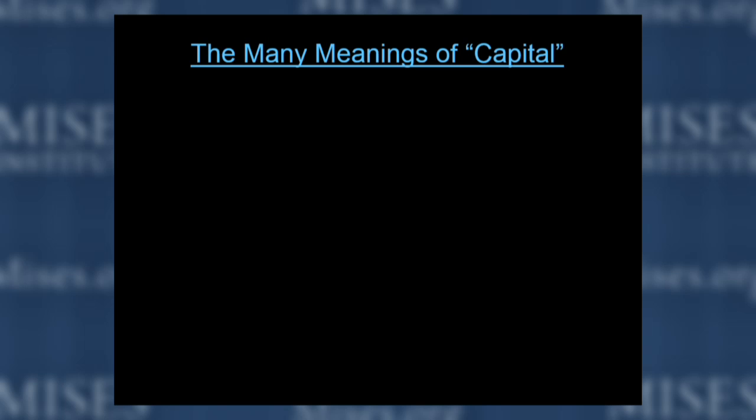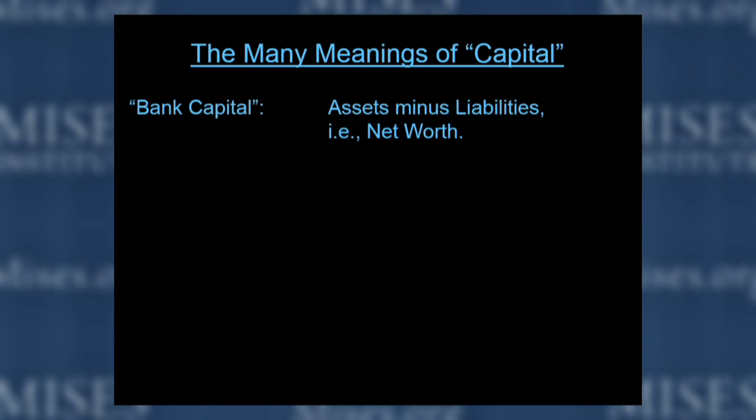Now, it turns out that one of the problems with getting a handle on capital theory is that there's so many different meanings of the word capital, even in the Austrian system, and certainly in economics generally. So let me show you some of them. Don't write them down, there are too many. And I'll show you where to stop and actually pay attention. So it goes like this. Bank capital, yeah, we know what this is. That's assets minus liabilities, or net worth.